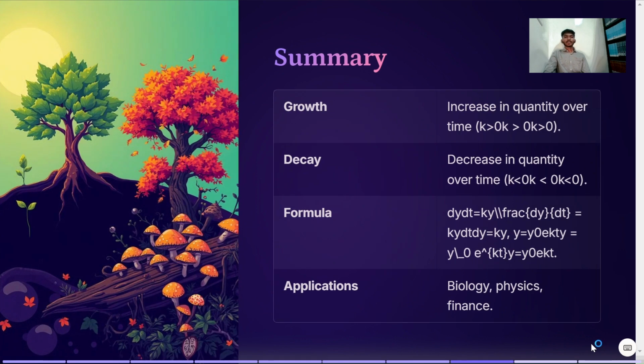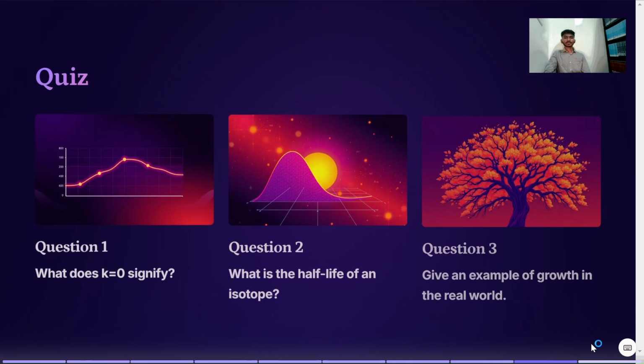Summary. The rate of growth and decay is shown by the given formula. Growth happens when the quantity increases over time, that is, the variable k is greater than 0. Decay happens when the quantity decreases over time, that is, the variable k is less than 0. This idea helps us understand things like population growth, radioactive decay, and financial changes. With this knowledge, we can explain and predict many real world situations.